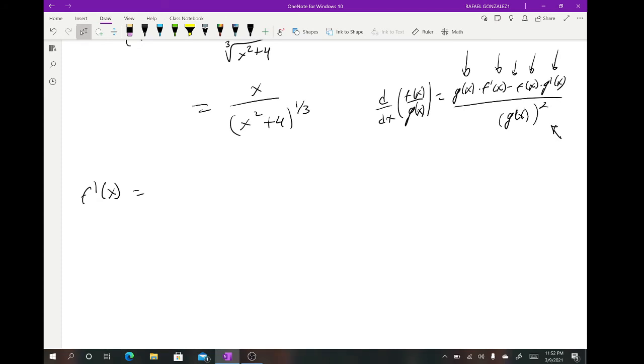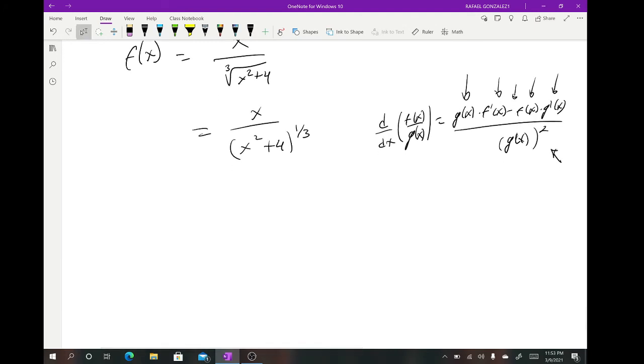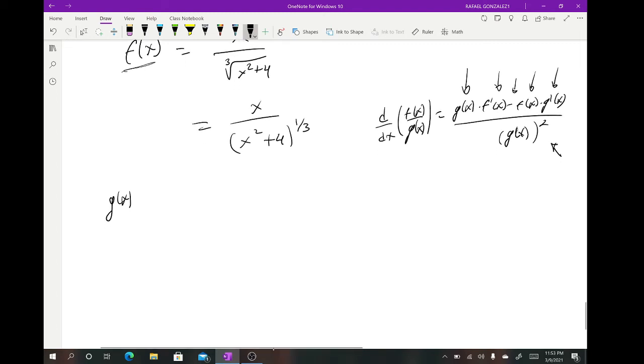Repetition is key. In any case, if I'm taking the derivative of f, and this is f, what I will do is I'm going to first find out what g of x is, and instead of f of x, because I'm calling this function f of x, I'm going to call this other one h of x.